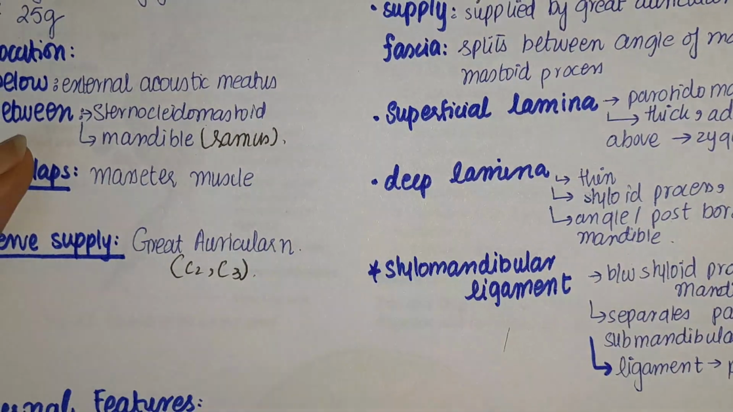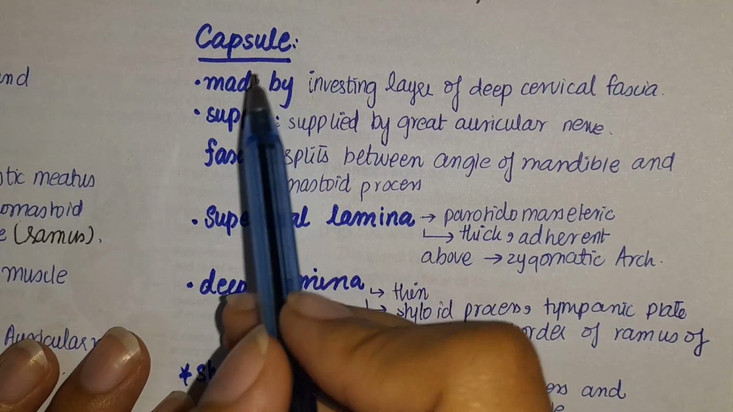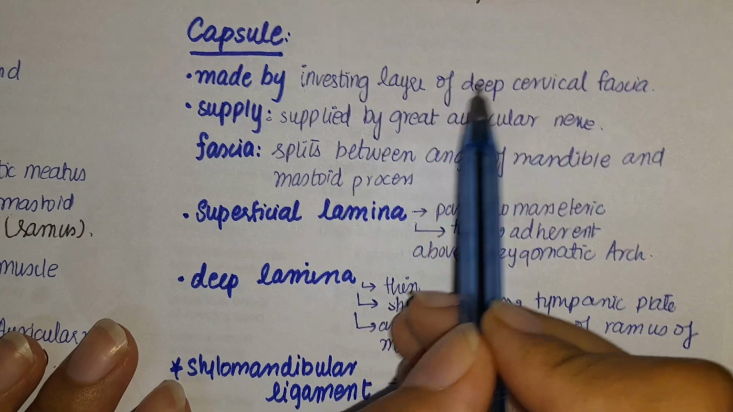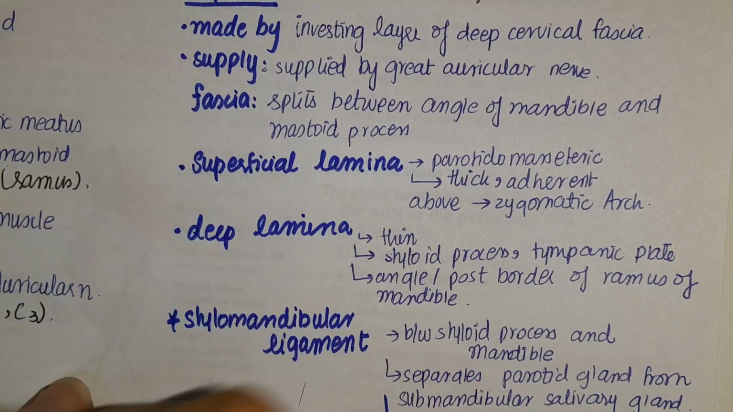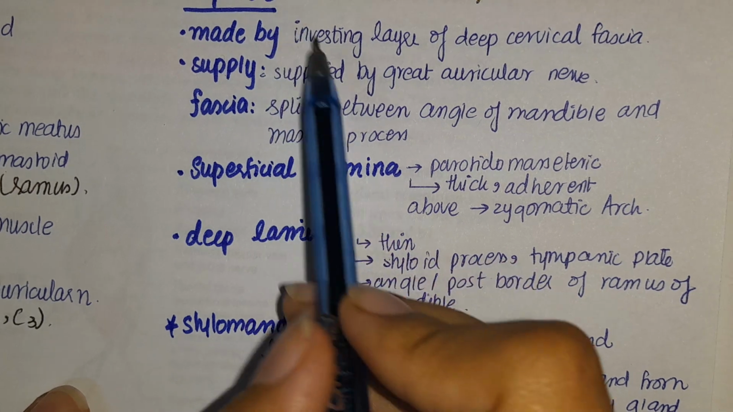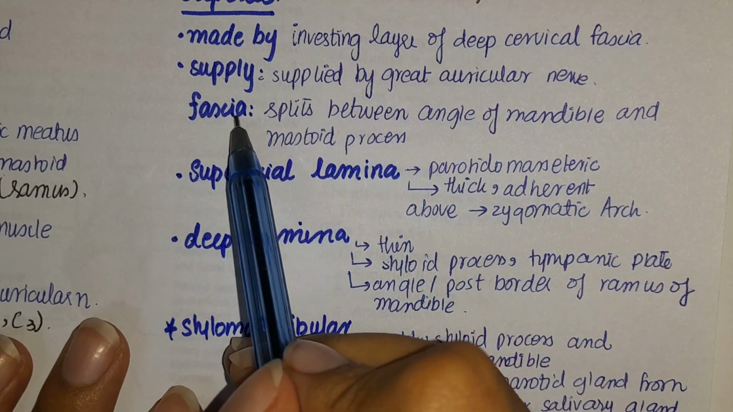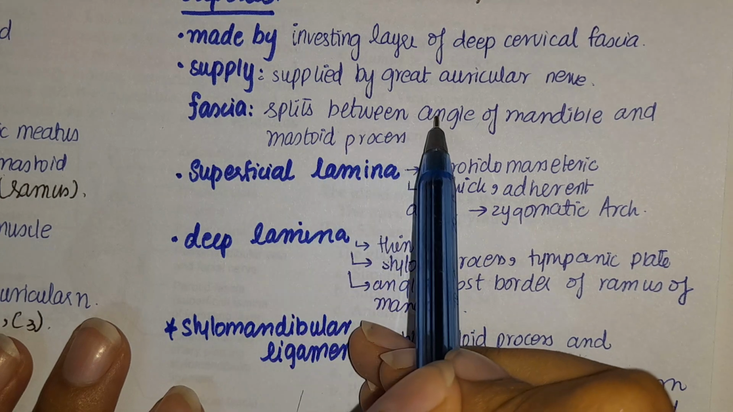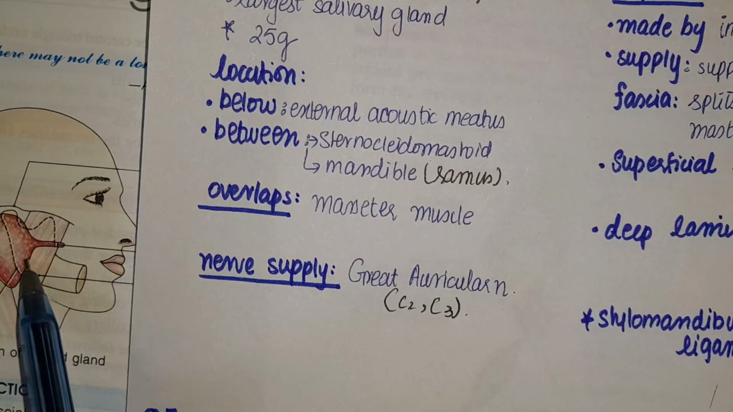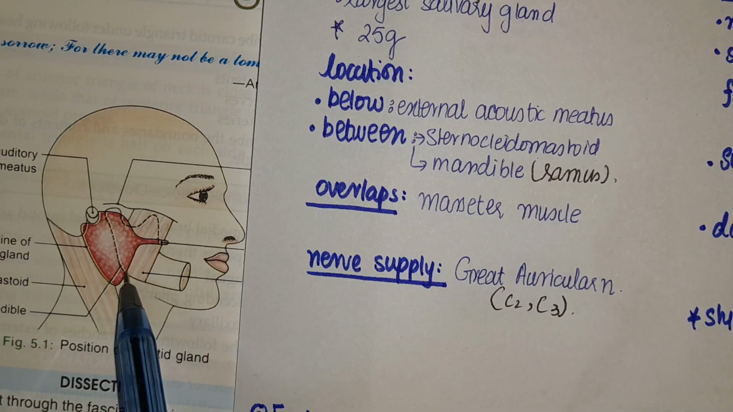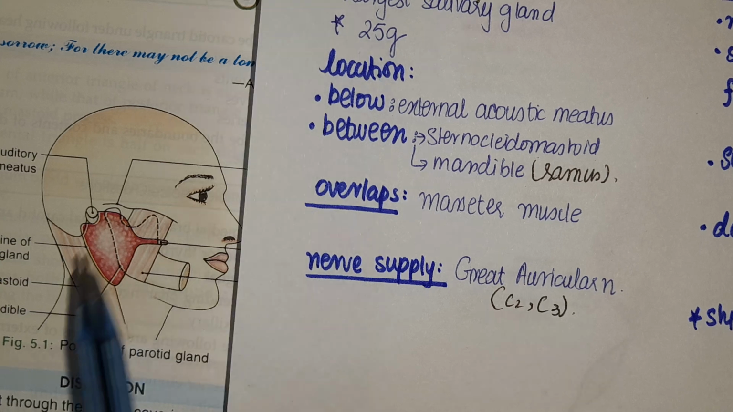Now we will talk about the capsule. The capsule of the parotid gland is made mainly by the investing layer of the deep cervical fascia, and like the parotid gland that is supplied by the great auricular nerve, the capsule is also supplied by the great auricular nerve, that is C2, C3. Now the fascia splits between the angle of the mandible and the mastoid process. The fascia splits into a superficial and a deep process.